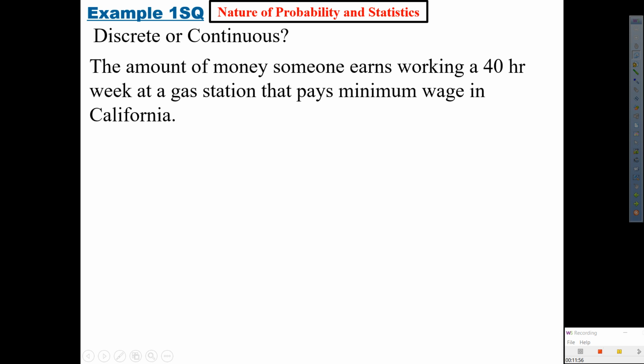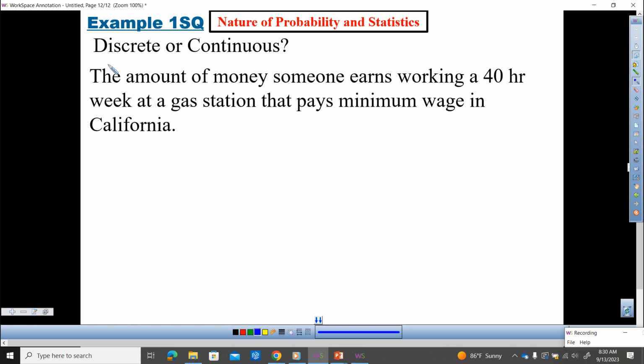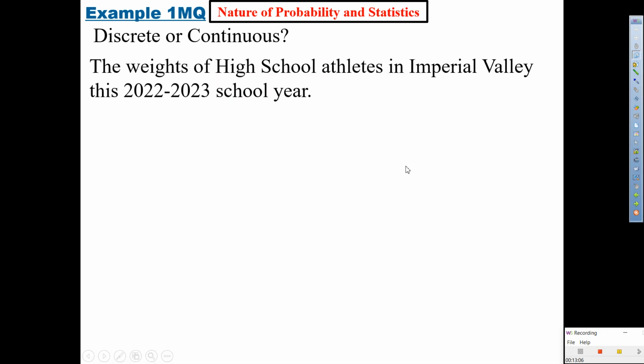All right. Good discussions. What do you think, Jenny? Discrete. Hands if you agree with discrete. And why is that, everyone? Because number one, there is a total of 40, and we know how much the minimum wage is where? In California. So therefore, it's exact. Yes? Don't copy that one. Or what do you think, Alex? What do you think? Say yes or no. Okay. Woo, nice save. Let's go to example 1 mega Q.